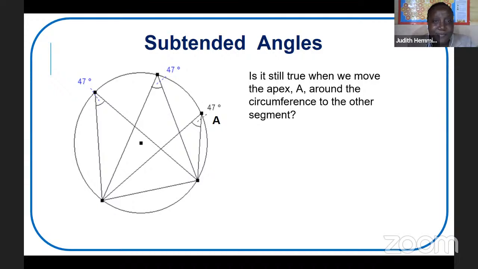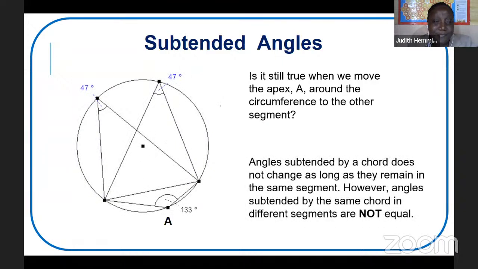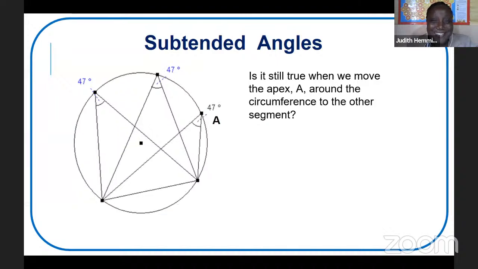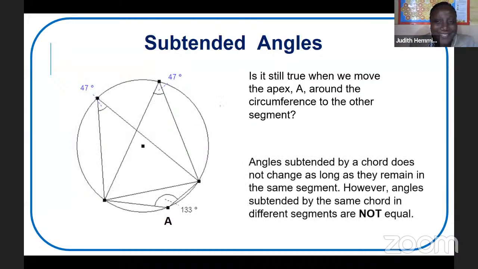All right, now, is this property still true if the apex A is rotated into the other segment of the circle? Would that still hold? Oops, we gave it away a bit. But I think they would have figured it out just now. Shane is saying no, ma'am. All right, good. Angle subtended by a chord does not change as long as they remain in the same segment.